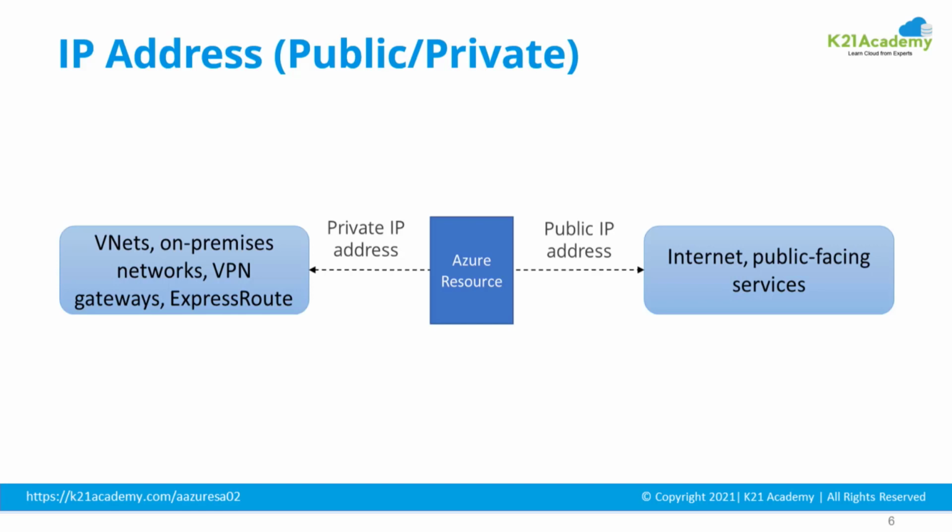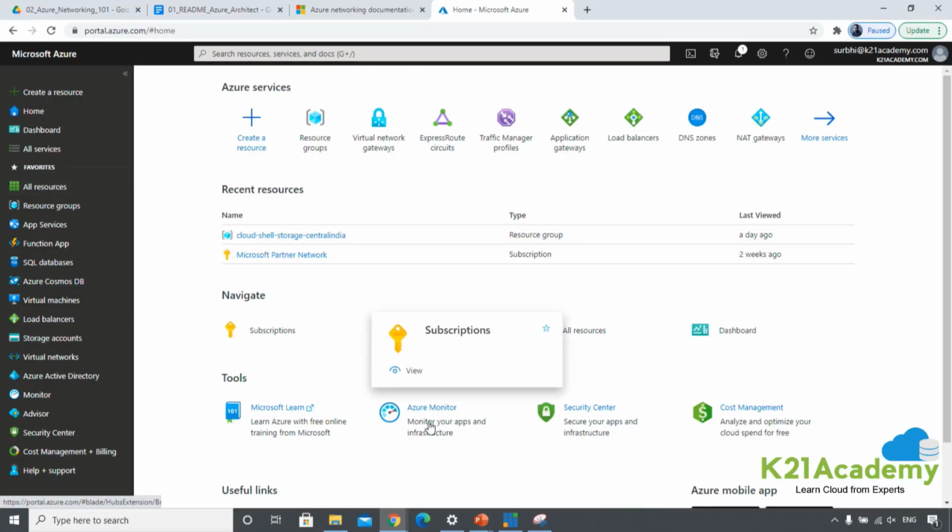So let me quickly show it to you on the Azure account, and how you create these IP addresses or NICs, network interface cards, or VNets or subnets. So this is the Azure portal. You should already have created an account in Azure portal. If not, there is a previous module about how to create an account in Azure, and a portal walkthrough.